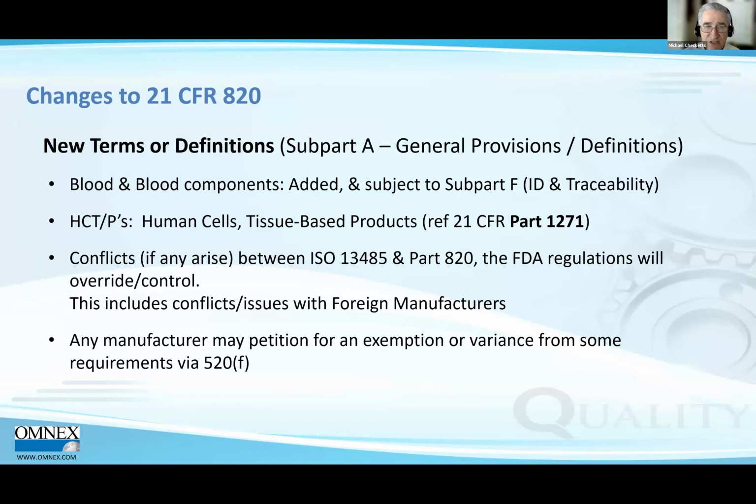Any manufacturer may petition for an exemption or variance from some of the requirements, just like 520(f) always has been. So if you have exemptions that need to be made to 820, still file those exemptions. That's still required. Very much like 13485, you can exempt yourselves from some of those clauses. So that will still be required and will have to be in your quality manual. But make sure that any of these petitions that have been done in the past will still need to be done per the FDA requirements and this part 520(f).